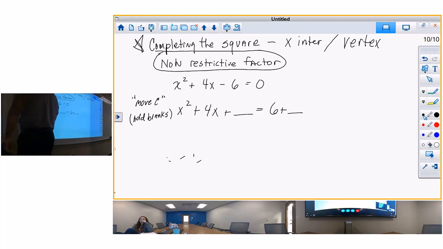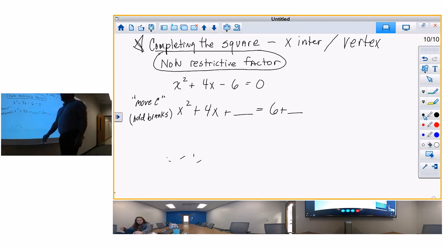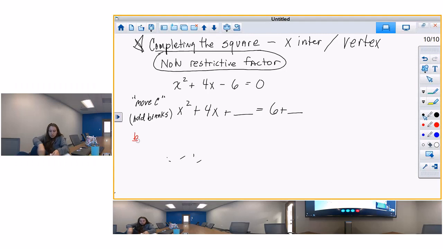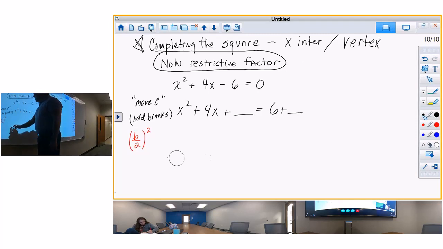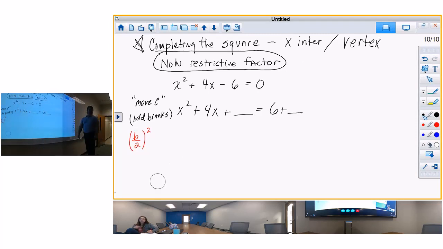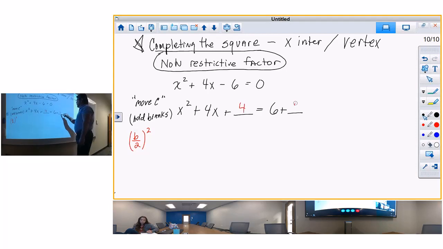So, now here's completing the square. We're going to put this in red because it's very important, so that means you need to highlight it. B divided by 2 squared. The reason that's in red is because you can't have completing the square unless you have B divided by 2 squared. Now what is B? ax squared plus bx plus c. So B is equal to what? Okay, so 4 divided by 2 is what? 2. And what's 2 squared? 4. So I'm going to put a 4 here, and I'm going to put a 4 here.